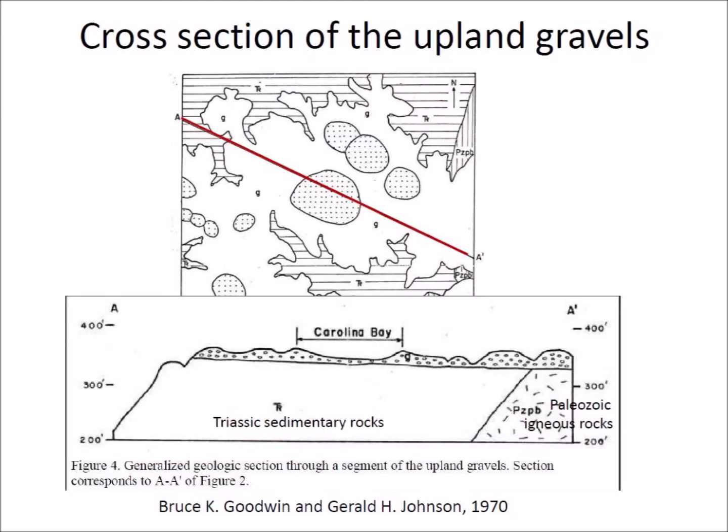Goodwin and Johnson were unable to assign a specific age to the Midlothian gravels because of the uncertainties of Tertiary and Mesozoic tectonics, the lack of fossil evidence, and the isolated nature of the upland gravels. However, the deep weathering profile of the gravels and their isolated nature suggests that the upland gravels are more than 2 million years old and may have formed before the Pleistocene. The lower image shows the cross-section of the terrain corresponding to the red line in the upper image. A shallow Carolina bay is marked in the cross-section.